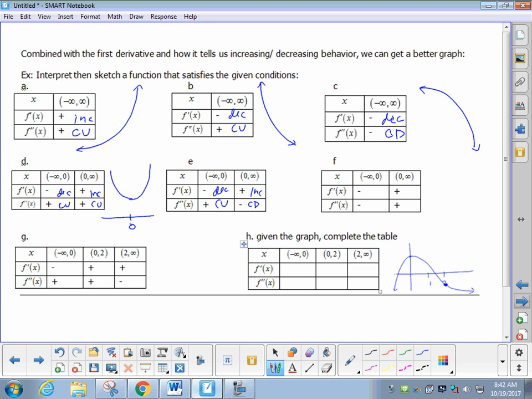E, so decreasing concave up, that's cool. Like that, right? And then all of a sudden it turns to, at 0, starts turning increasing concave down. So what does that look like? Yeah, like that. Okay? All right, if that went well, keep going. You're on the right track. Part F.